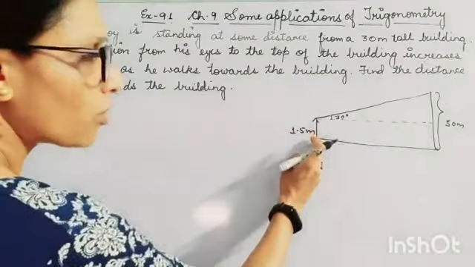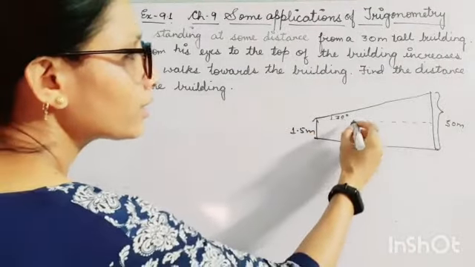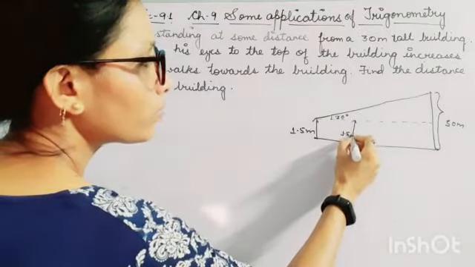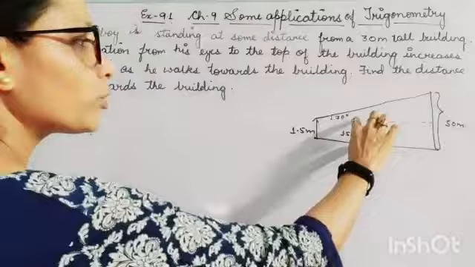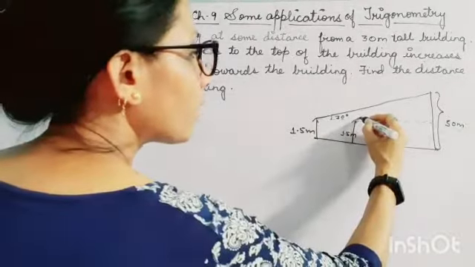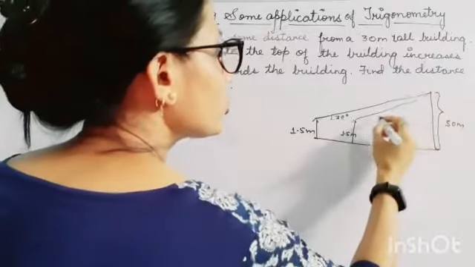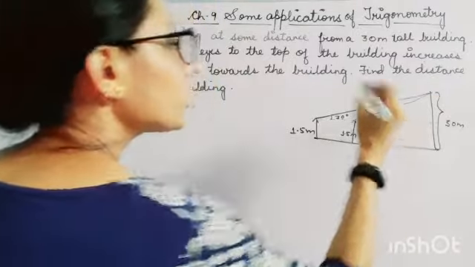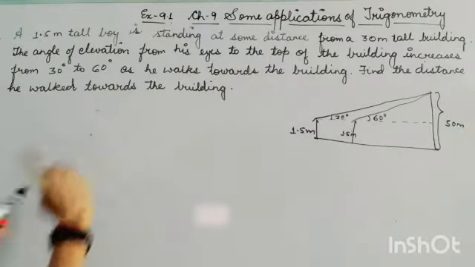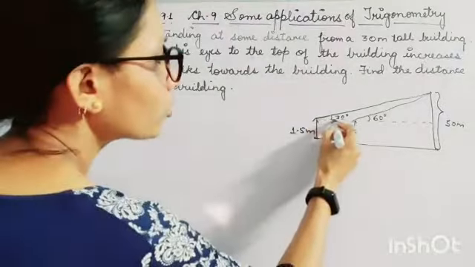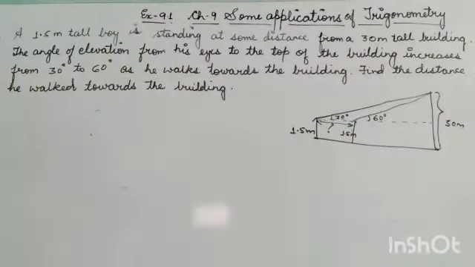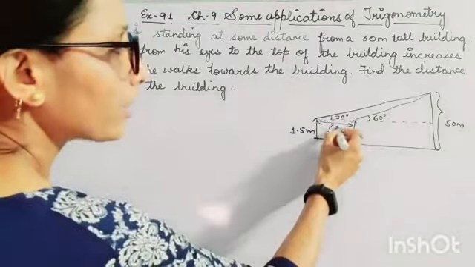When he walks towards the building, let's suppose the position of the observer is now here. He is 1.5 meters tall. So let's suppose he reaches here. Then the angle of elevation with the top becomes 60 degrees. Now what I need to find is the distance he walked towards the building. I want to calculate this distance. Let's say this distance is x.